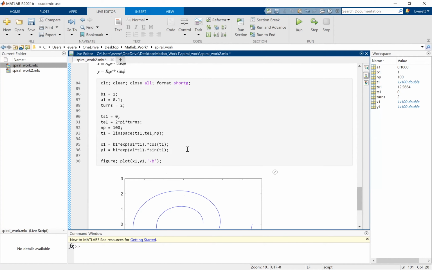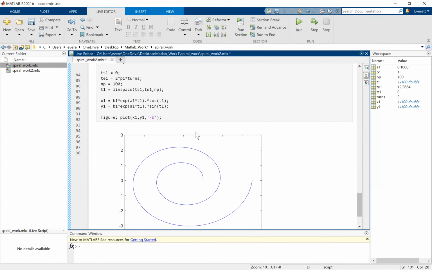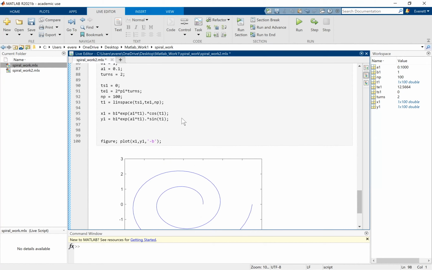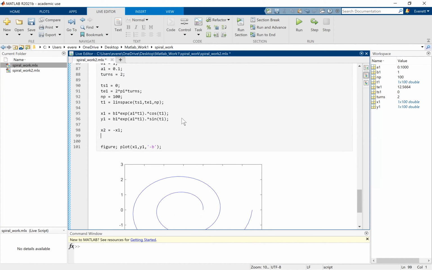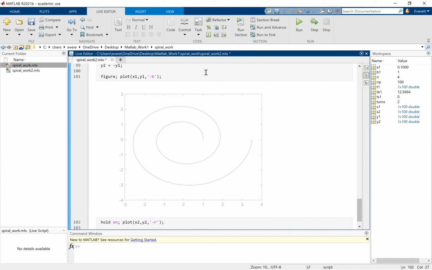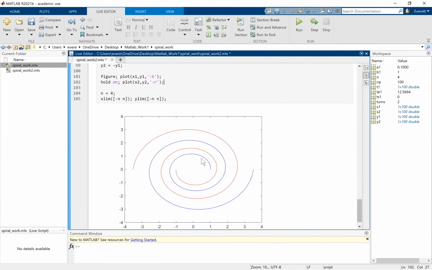All right, so now let's just plot the other spiral arm. Again, to do that, we just make x2 equals negative x1, and then y2 equals negative y1. Now we hold on, we plot that x2, y2. Let's make that red. All right, so now we have our other spiral arm here.